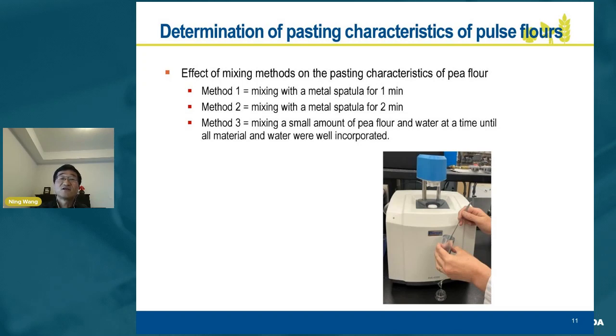Therefore we used three mixing methods before loading the sample onto the RVA instrument. Method one is to mix the sample with water with a metal spatula for 1 minute. Method two is mixing for 2 minutes. Method three is just mixing a small amount of pea flour and water at a time until all the material and the water were incorporated into the slurry.